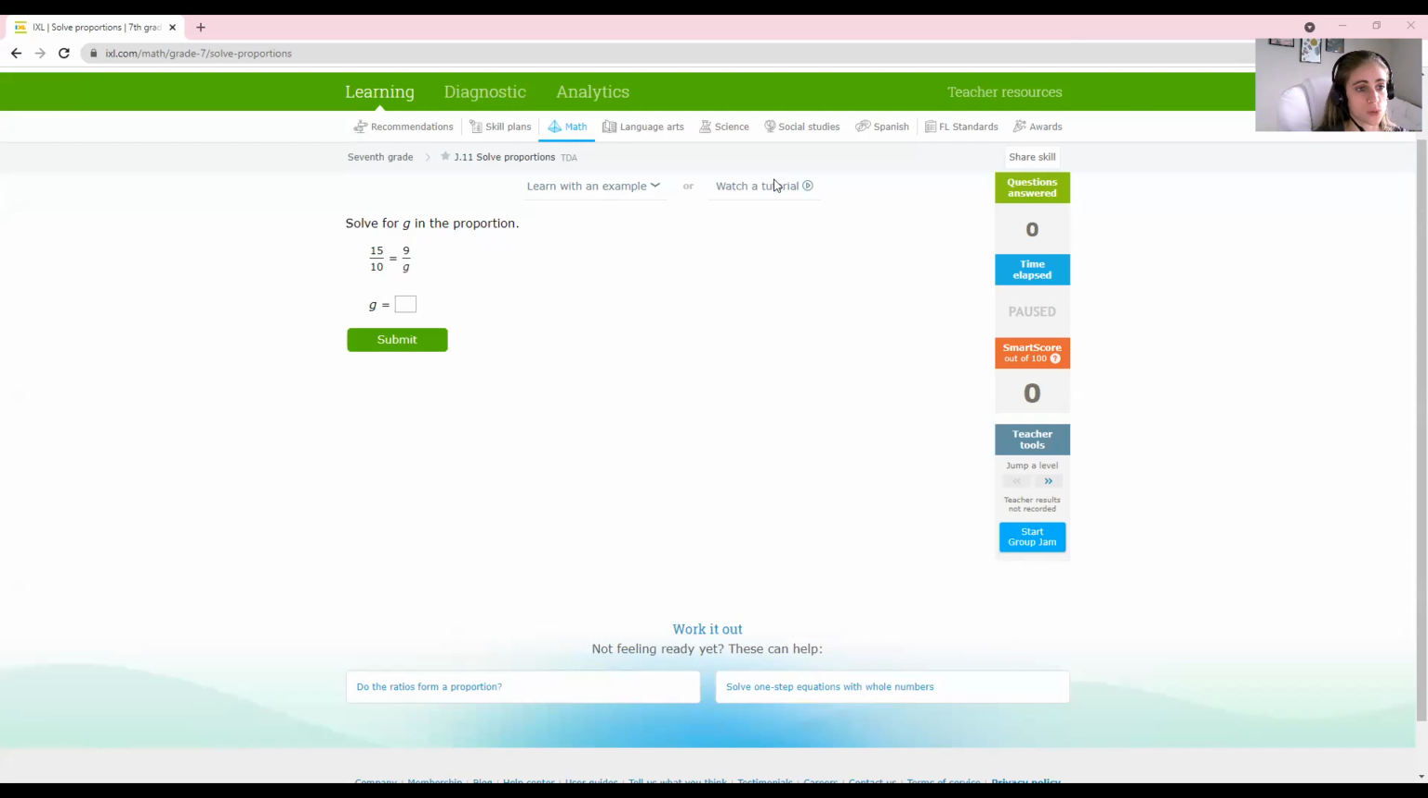This is definitely something where I encourage you guys to have some paper and a pencil so you can write down either some or all of the steps to make sure that you multiply the right things and that you don't mix up and confuse any of your numbers. So 15/10 is equal to 9 over G. To help us find G when we have a proportion, and I know it's a proportion because two fractions are set equal to each other, we can use cross multiplication.